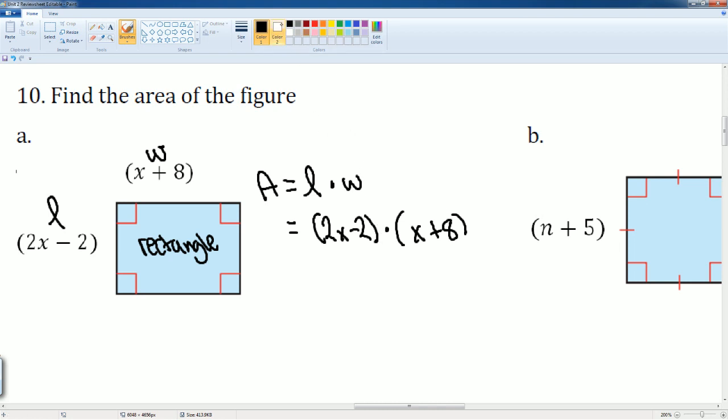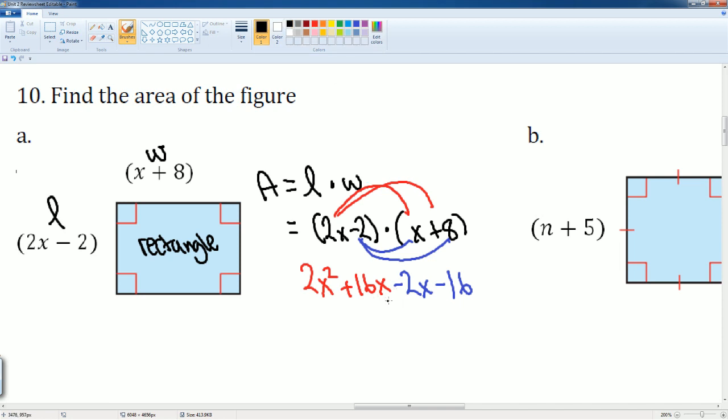Wow, this is a multiplication, so we have to distribute. 2x times x gets you 2x squared. 2x times 8 gets you 16x. Then we have negative 2 times x gets us negative 2x. Negative 2 times 8 is negative 16. Are there any like terms? Yes, 16x minus 2x gets us 14x. Bring everything else down. You get the final answer. The area is equal to 2x squared plus 14x minus 16.